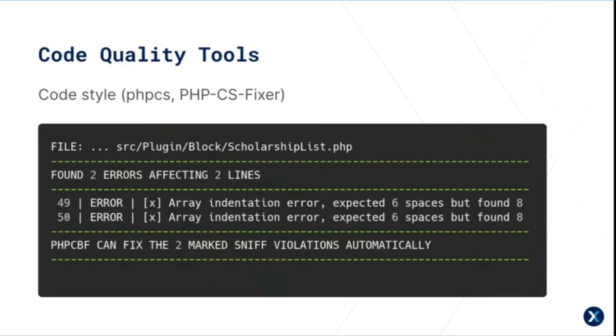The first quality measure we can check is code style. It doesn't matter what coding standard you use, as long as it's consistent across your whole project. You can start with the Drupal coding standards and you can tweak them as you see fit if you've got specific requirements or there's something you don't like or something you prefer.